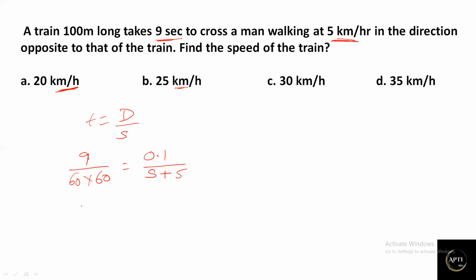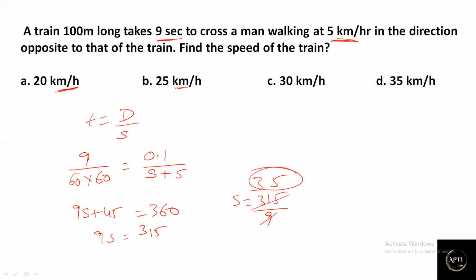Let's try to do this calculation. Cross multiply: 9s plus 9 5 times is 45, which is equal to 60 into 60, 3600, into 0.1, 360. It's just 360. 9s is equal to 360 minus 45, 315. So what's the value of s? 315 divided by 9. 9 3 times is 27, 9 5 times is 45. So the answer is 35 kilometers per hour.